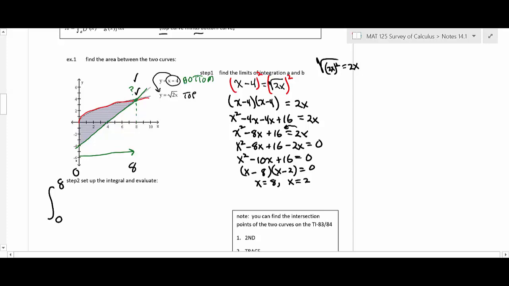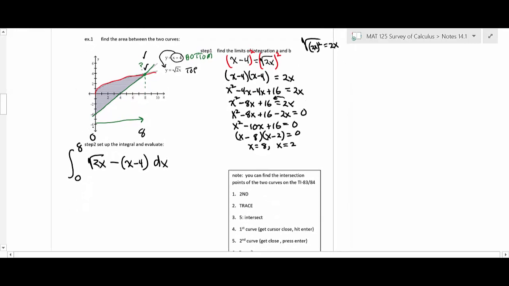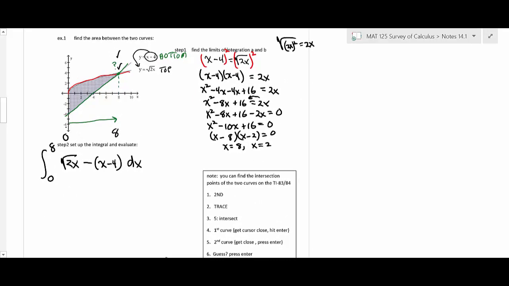Which function? Square root of 2x. So we're going to say top, square root of 2x, minus bottom, which is x minus 4. Notice I got that in parentheses, dx like that. So that's what you have to do, is do that integral to find that area. So it's always top minus bottom. Okay, like I showed you on the previous page.